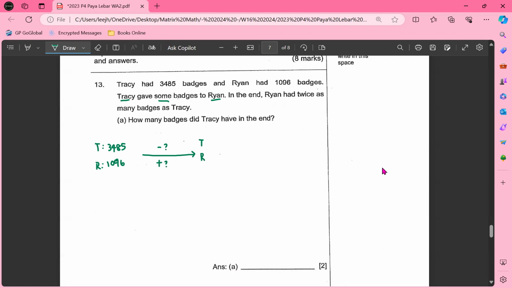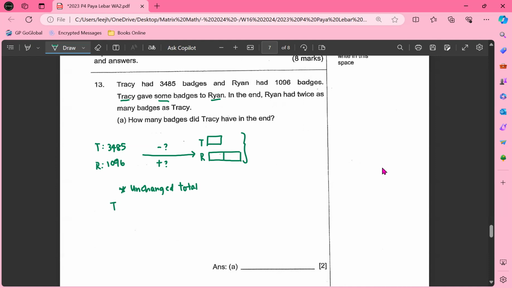And what happened to Tracy and Ryan? Ryan twice. So Ryan will be 2 units, Tracy 1 unit. Okay, so you can see that this one is an unchanged total. Why? Because they actually share among themselves. They didn't give away to any other people, and they didn't lose anything. It's just that Tracy is going to transfer some of the badges to Ryan. So the total is still the same. So this is actually an unchanged total. So the total before will be equal to the total over here.